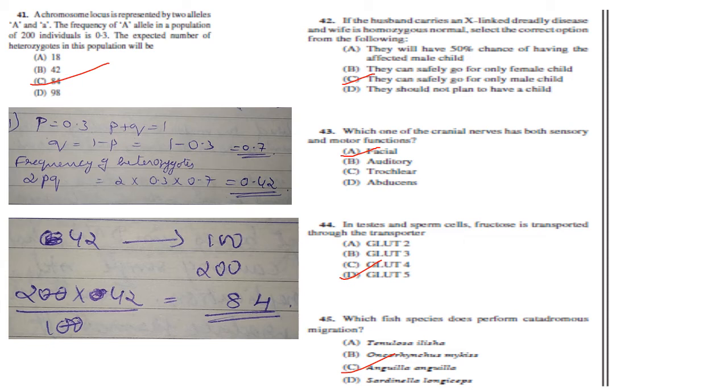Then which one of the four of the cranial nerves have both sensory and motor function? So that is facial. Answer is option A.